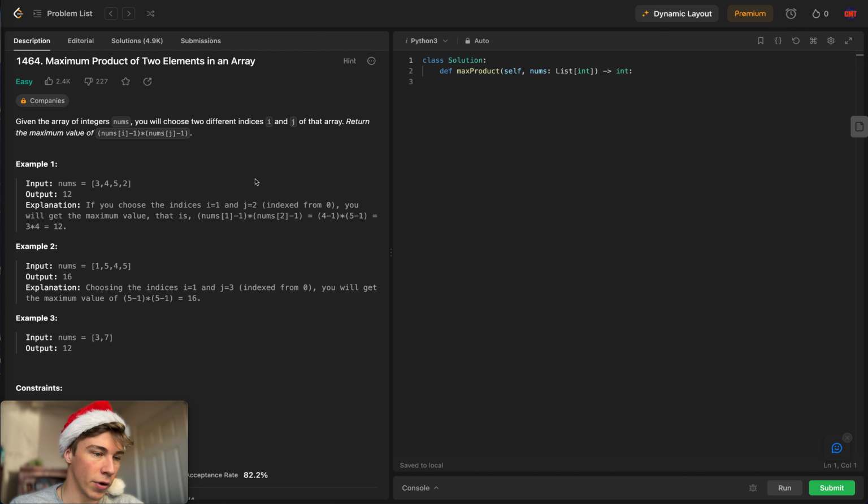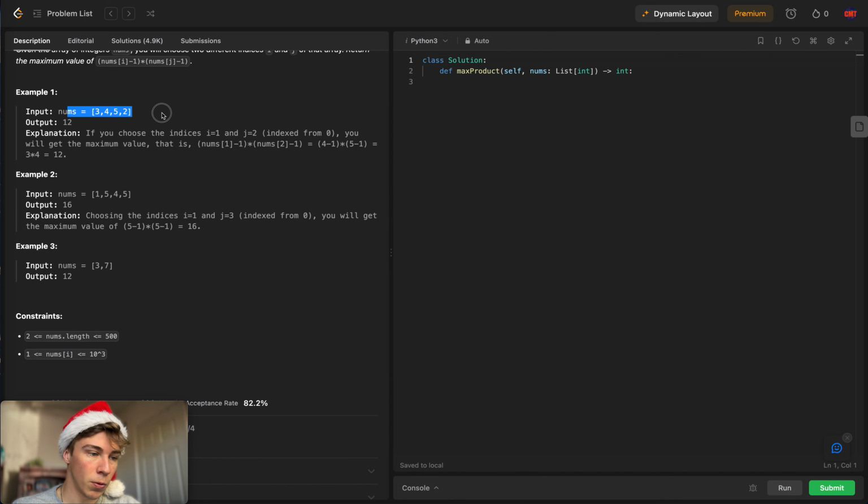So, given an array of integers nums, you will choose two different indices i and j of the array. Return the maximum value of, and here's the modification. Instead of just returning the product of the numbers at i and at j, you will actually be returning a modified version of that product, which is the largest value minus 1, and then the second largest value minus 1.